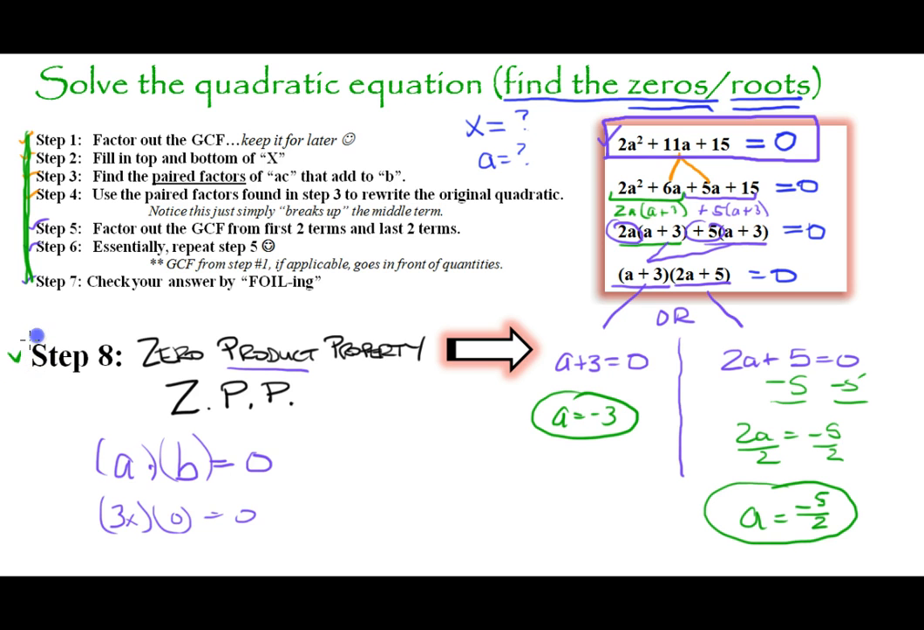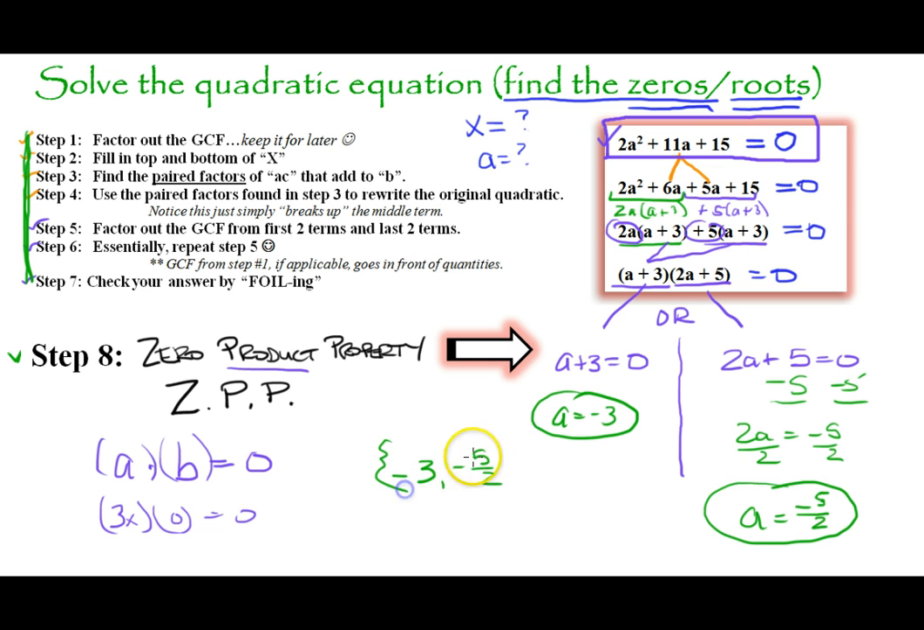We just do ZPP, and all that means is whenever I get these little factor things, I take A plus 3 equal to 0, 2A plus 5 equal to 0, and solve it. So here are my two solutions. My one solution would be -3, or my other solution is -5/2.